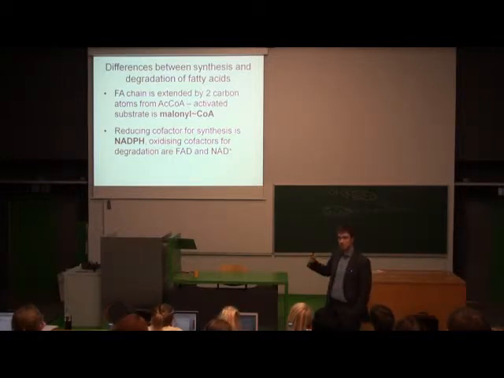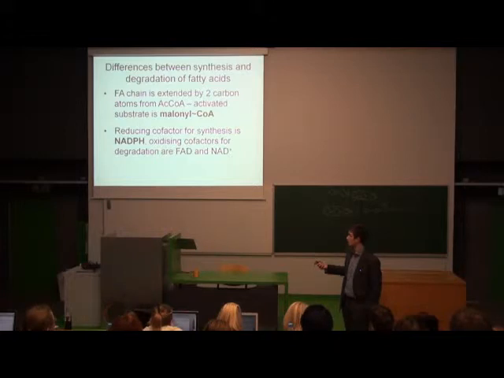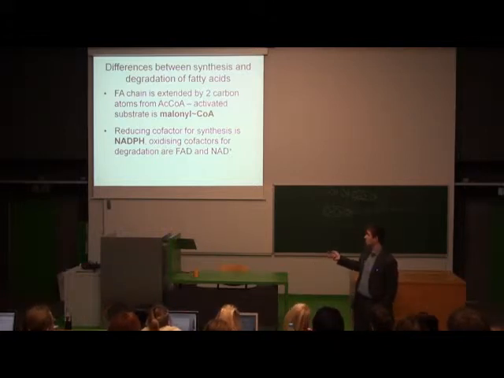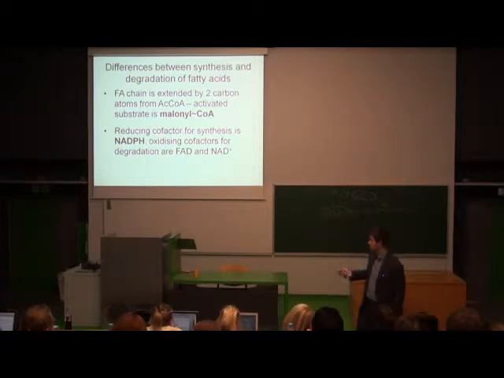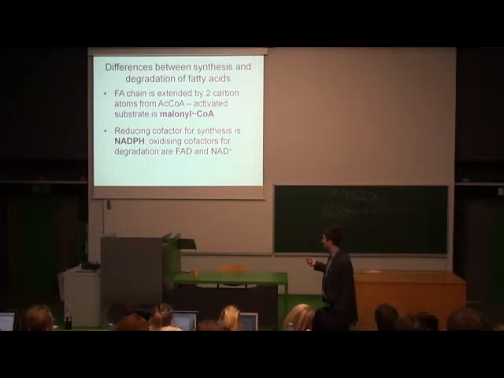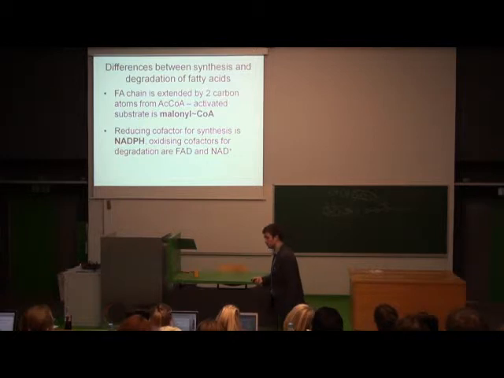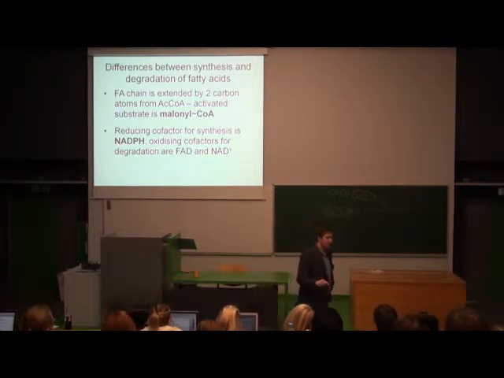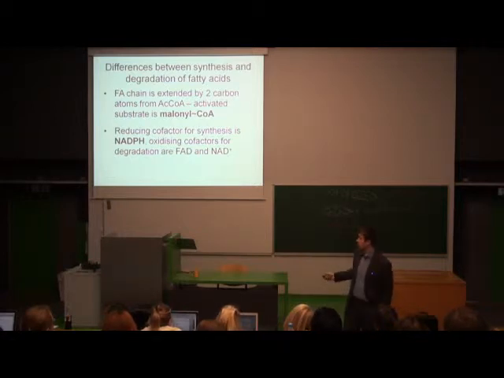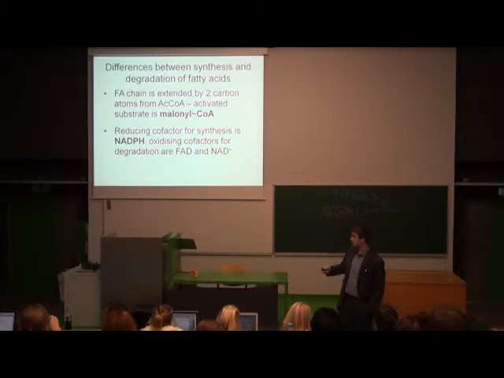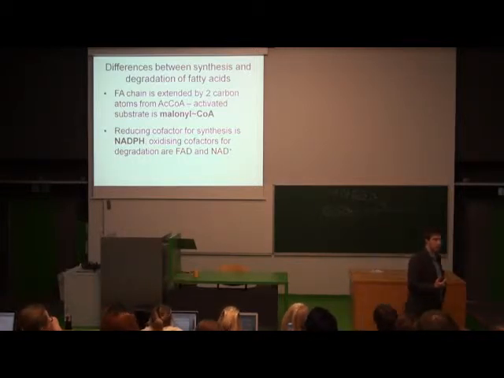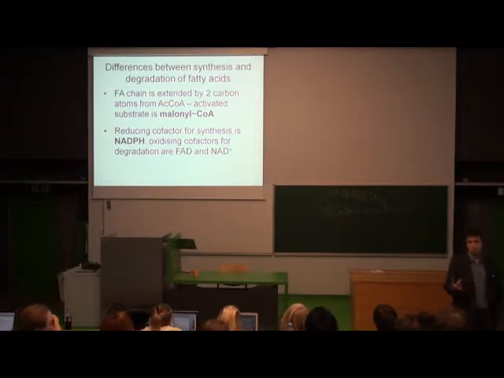It means that in the first step of synthesis of fatty acids, we need to produce malonyl coenzyme A, activated substrate. In beta oxidation, we used 2 cofactors, NAD and FAD. Here we use different cofactor. We use NADPH. Where we can produce NADPH? In pentose cycle.